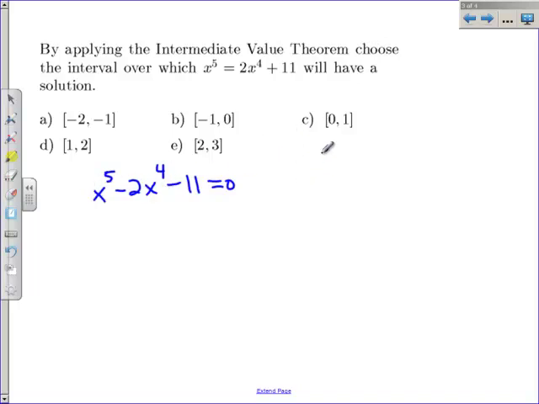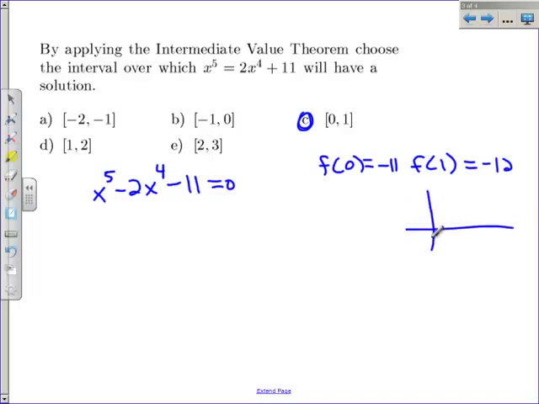So let's set this equal to 0, and let me show you how this can be useful. Let's find for this function x to the fifth minus 2x to the fourth minus 11, let's find f of 0 and f of 1. I'm going to try C here, and let's see if we can figure this out. If I plug in 0 for all of these x's, I get negative 11. And if I plug in 1 for these x's, I get 1 minus 2, which is negative 1, minus 11, I get negative 12. So what does this tell me for this graph of x to the fifth minus 2x to the fourth minus 11?